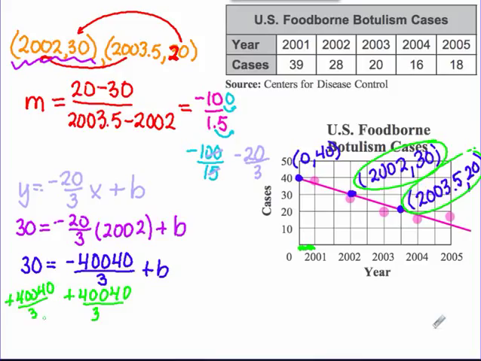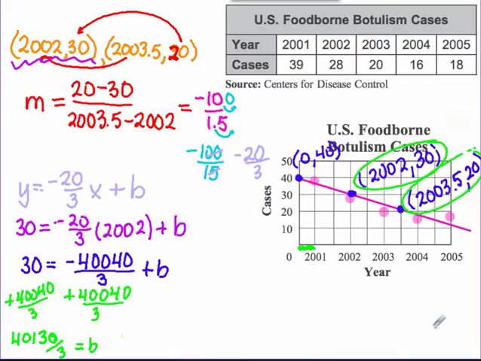So what is 30 plus 40,040 over 3? You got it? 30 plus 40,000, that'd be 40,130 over 3. Now, is 40,130 divisible by 3? No. The reason being, if you add the 4 plus the 1 plus the 3, that's not divisible by 3.